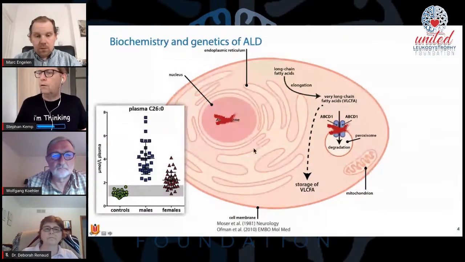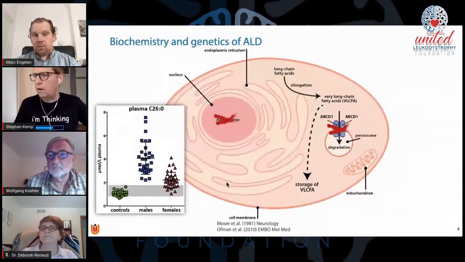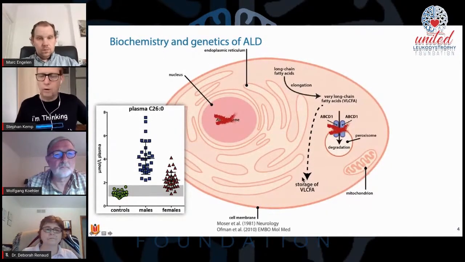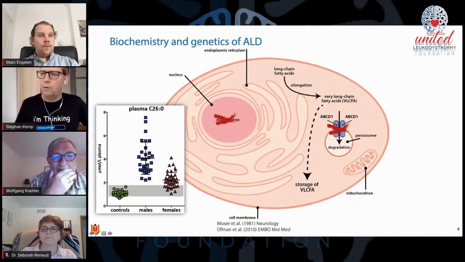And this is actually what was found out already in the late 70s. And the team of Hugo Moser used this knowledge, the storage of very long chain fatty acids in the body, to set up a screening assay for ALD. So here you see the levels of very long chain fatty acids in plasma. In green, the controls. In blue, the males, and in red, the females. We come back to the females later.